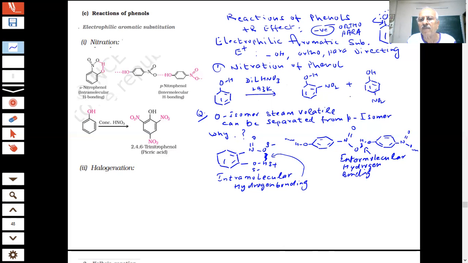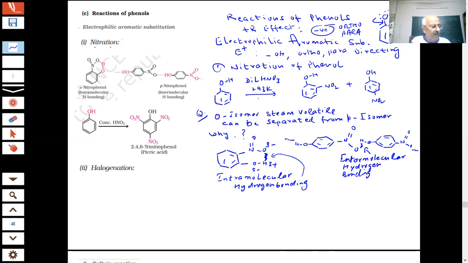Got it? Yes, sir. So it will become steam volatile and hence the separation of the two will become possible. Student, simply add dilute nitric acid to phenol. You will get two products, ortho and para.